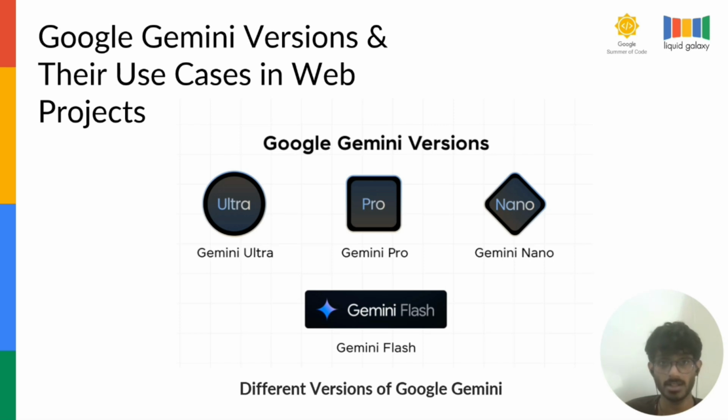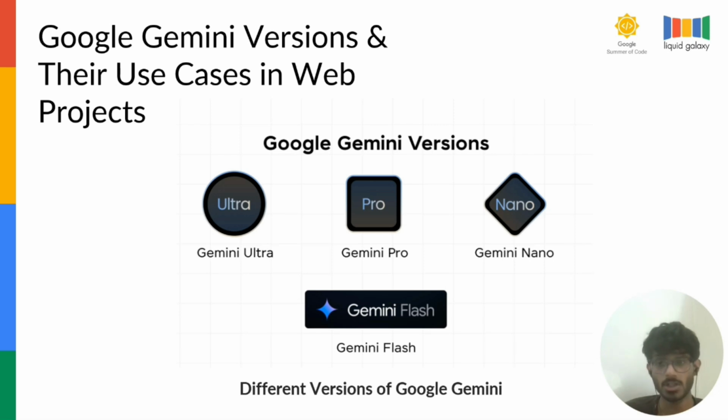This is a lightweight version optimized for on-device processing. It is suitable for web applications that require real-time AI functionalities without relying on cloud-based processing. Examples include AI-powered chatbots, text prediction, and voice recognition directly in web applications. So the second one, Gemini Pro.